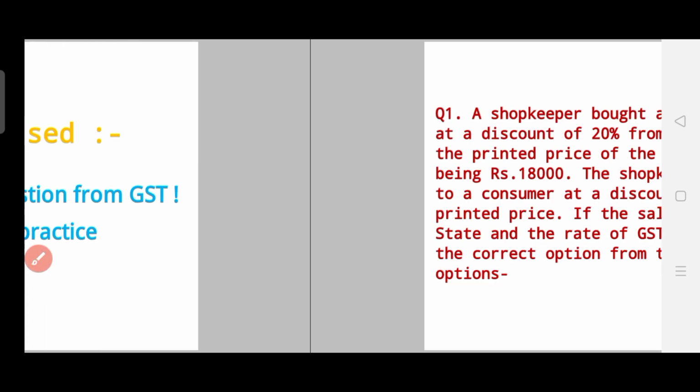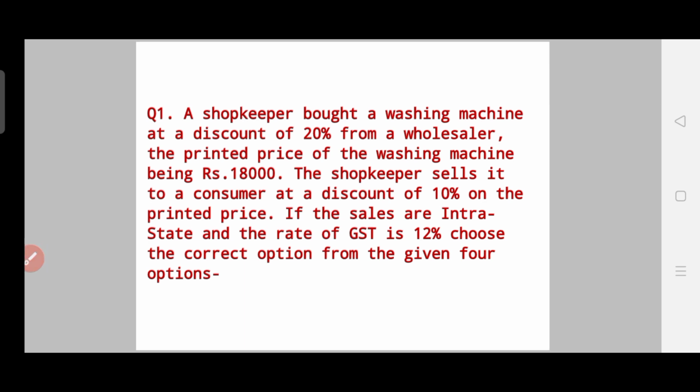So let's get started. The first question is here and I am going to read it, and you need to be very careful about what information you can extract from this question. The question says a shopkeeper bought a washing machine at a discount of 20% from a wholesaler, the printed price of the washing machine being rupees 18,000. Now the shopkeeper sells it to a consumer at a discount of 10% on the printed price. If the sales are intra-state and the rate of GST is 12%, choose the correct option from the given four options. Now this is the question.